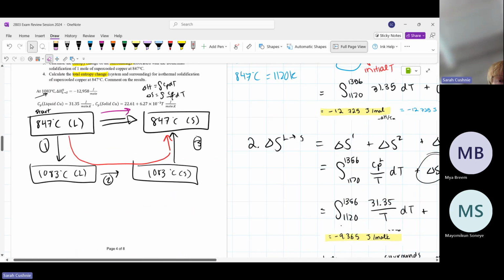Yeah, so that represents the three different stages. So we have the first stage as we go from liquid and we heat up the liquid. Then we have the second stage as we go from liquid to solid, and the third stage as we cool down the solid. Because we don't know how to go directly from the liquid to the solid, we don't have any values to do that. Does that make sense?